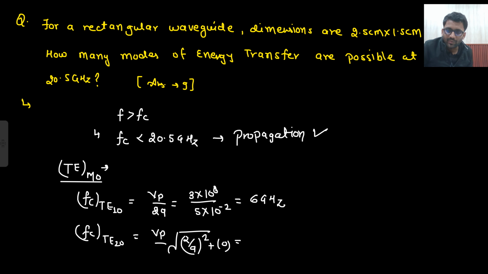Sorry, this was Vp by 2. Really sorry, this was Vp by 2. So what are you getting? Vp by a. So this was your Vp by 2a. That was 6 gigahertz. If you calculate Vp by a, then what will you get? 12 gigahertz, just the double, right?